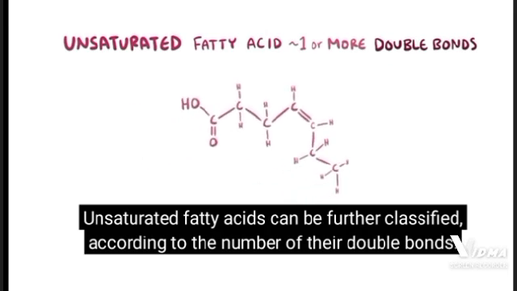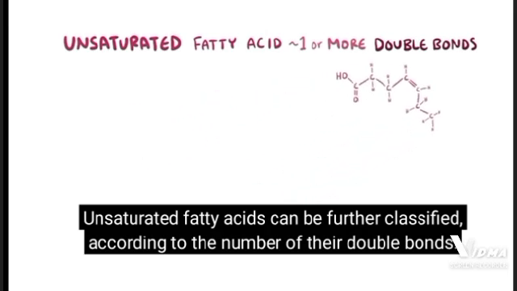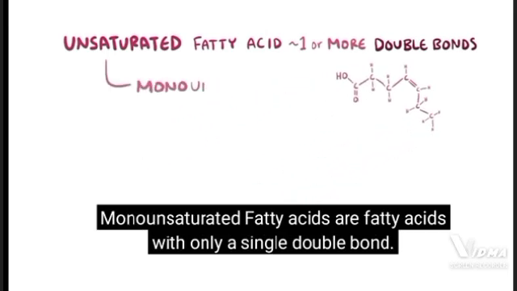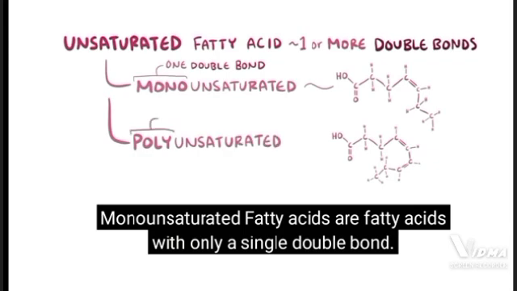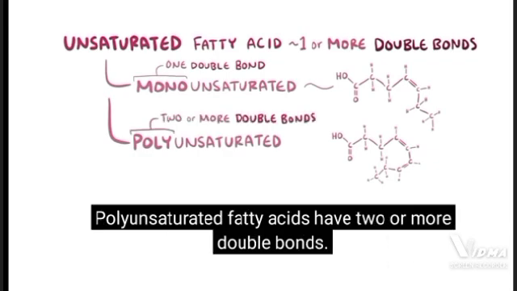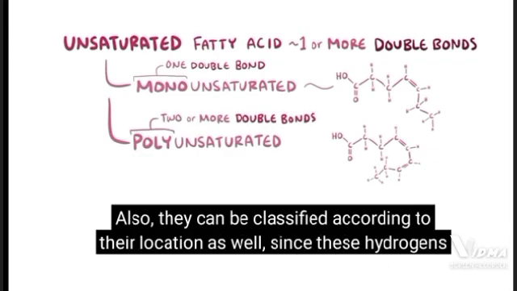Unsaturated fatty acids can be further classified, according to the number of their double bonds. Monounsaturated fatty acids are unsaturated fatty acids with just one double bond. Polyunsaturated fatty acids have 2 or more double bonds. Also, they can be classified according to their location as well.